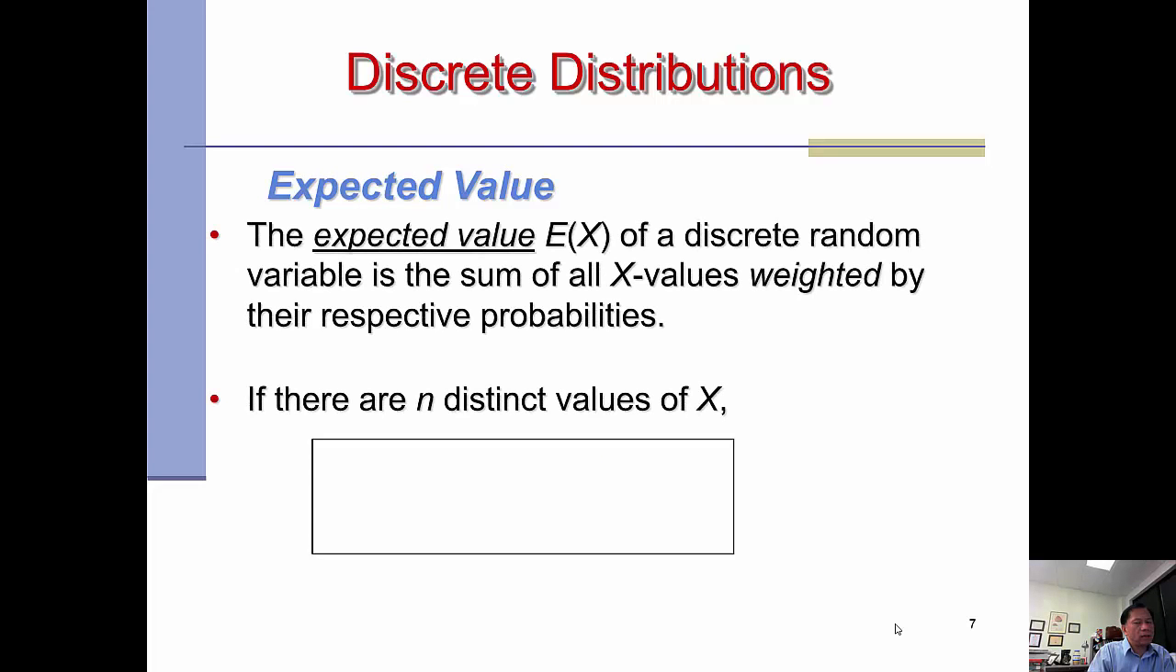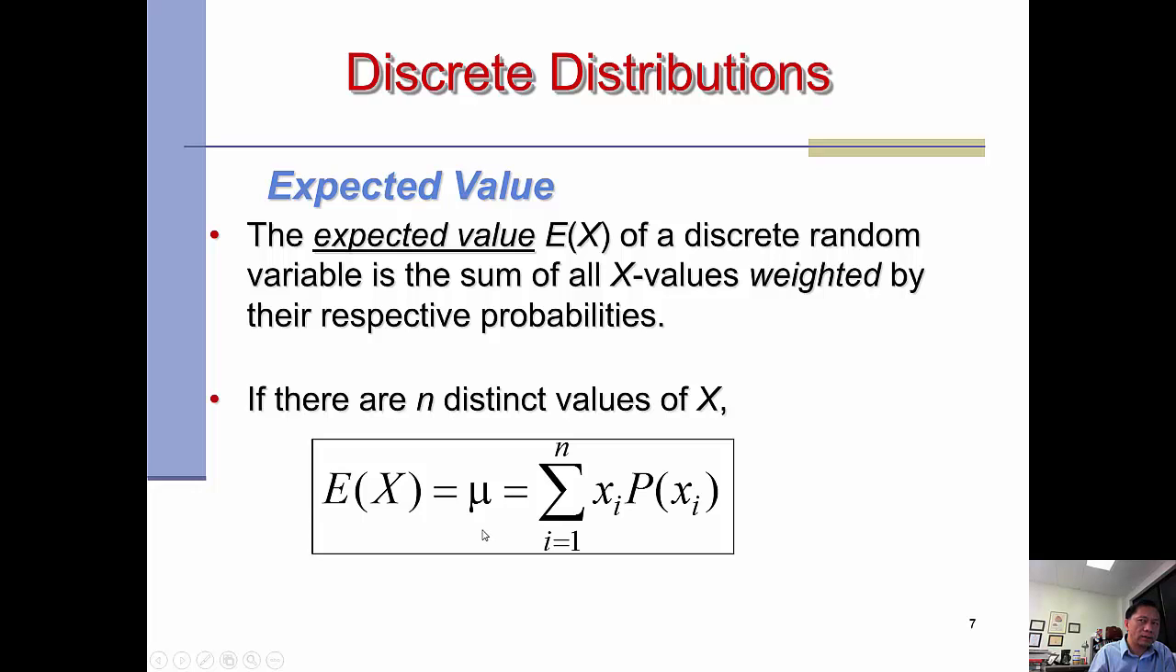Then let's introduce the concept of expected value. The expected value E(X) of a discrete random variable is the sum of all the X values weighted by their respective probability. What do we mean by that? This is the equation for the expected value of X. E(X) equals, we also use mu, the Greek letter mu, to denote that. If you recall, we used mu for the mean of the population, right? Now, why do we use that for the expected value? We'll explain that in just a minute.